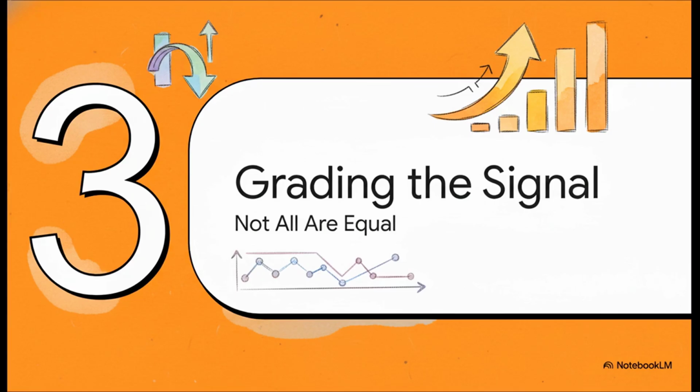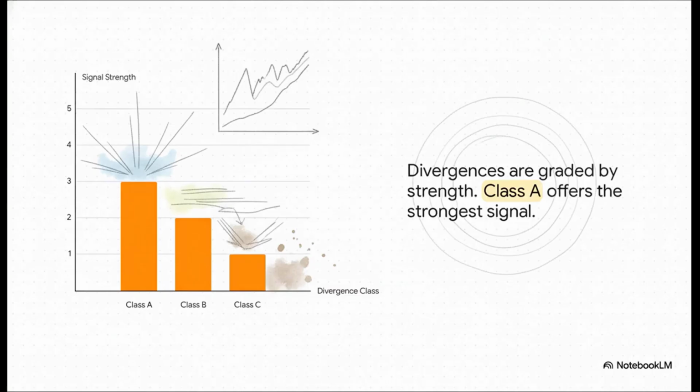So let's move on to Section 3, grading the divergence signal. Traders actually have a grading system for this stuff. Class A, B, and C. As you can probably guess, Class A is the big one. That's your strongest, most reliable signal, the one that makes traders really sit up and pay attention. Class B is, well, it's medium, and Class C is the weakest, often just market noise.